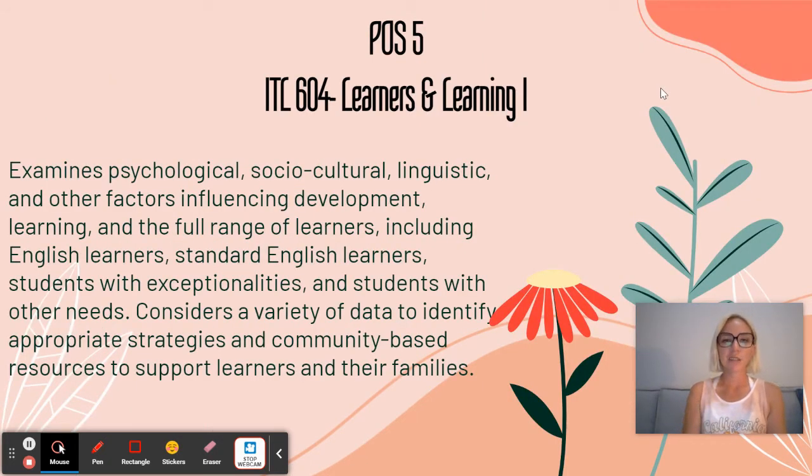The next course I took was ITL 604, which was Learners and Learning Number 1. This course examines psychological, sociocultural, linguistic, and other factors influencing development and learning in the full range of learners, including English learners, standard English learners, students with exceptionalities, and students with other needs. It also considers a variety of data to identify appropriate strategies and community-based resources to support learners and their families.